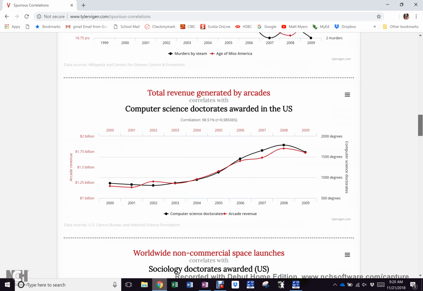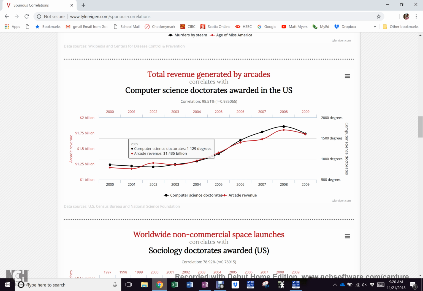Now, you could argue that these two might be related because they look related, don't they? Total revenue generated by arcades with computer science doctorates. The more people good with computers, the more video games there are. The more video games there are, the more arcades there could be. The more arcades there are, the more money there could be from it. Yes? Yeah, that makes sense. And yet, would you believe this? Not without thinking about it. Just because the lines line up doesn't mean they're related in any actual way. That's the point of the lesson.